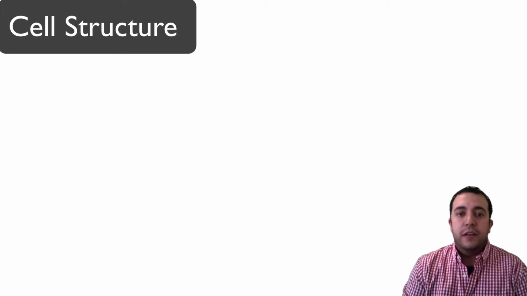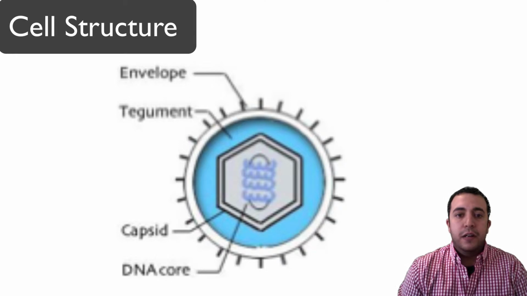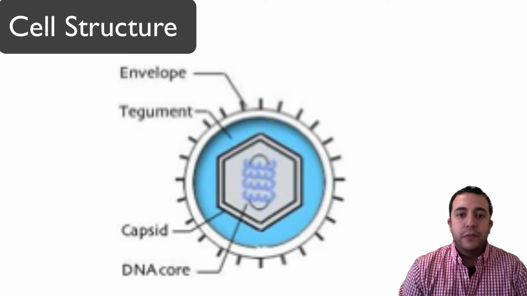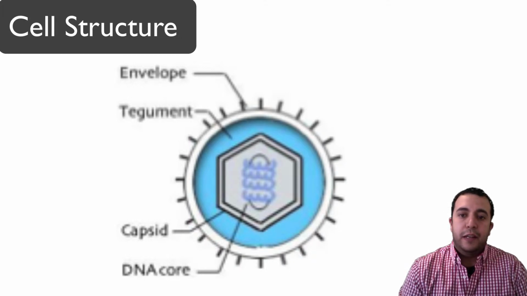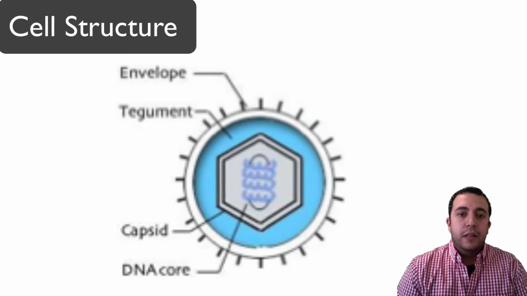All viruses, from inside to outside, consist of two main parts. First, the nucleic acid, which is either DNA or RNA that has all their genetic information. And then we have the capsid, which is a protein coat that covers the nucleic acid. These are the two main parts of almost all viruses.